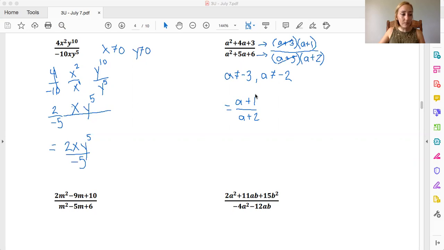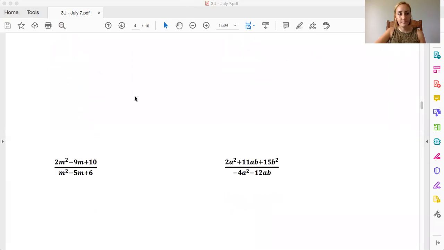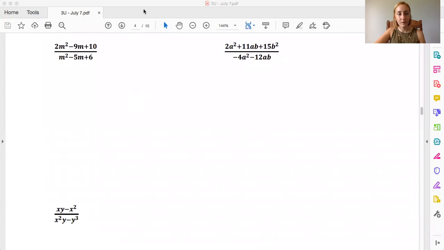Hopefully that's simple enough for you guys. I'm going to clear this and do the next 3 examples. So clearing. I need my pen. Okay. So this is where it becomes a little bit more work.